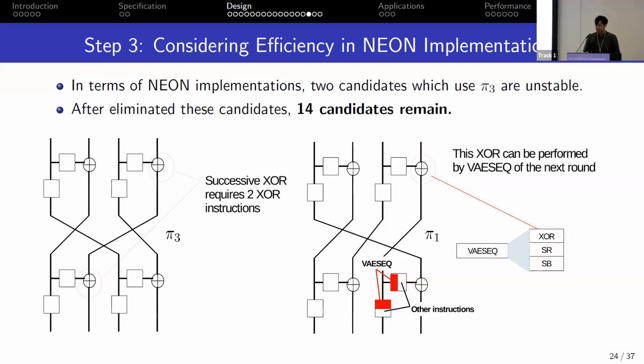In step 3, we consider the efficiency in NEON implementation. We found 2 candidates which use Pi3. This type of permutation is unsuitable to implement, because they have 2 successive XOR instructions. They have a successive XOR which requires 2 XOR instructions. Thus, we employ this shuffle. We cannot implement the permutation by only AES instructions.